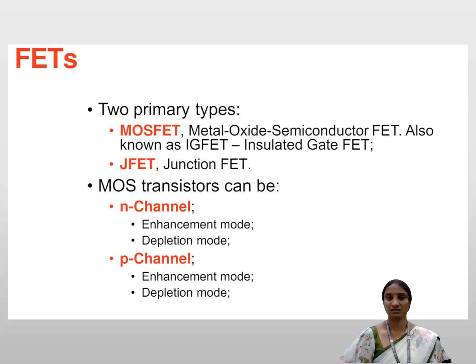Each and every sub-classification of MOSFET has two different modes. The N-channel MOSFET can be operated in two modes, enhancement mode and depletion mode MOSFET. Similarly, the P-channel MOSFET can also be operated under two modes. The first one is the enhancement mode and the next one is the depletion mode.